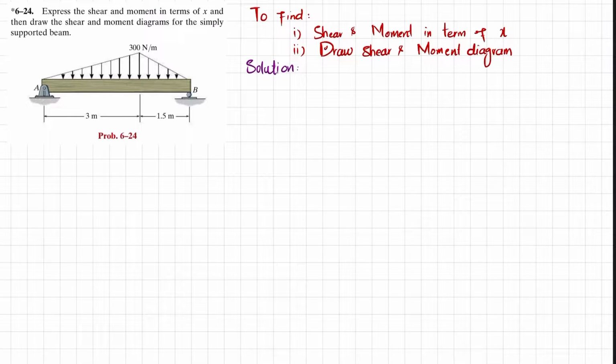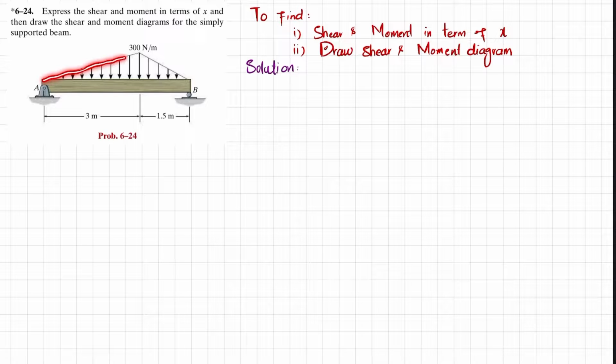Welcome back. Problem 6-24. The statement is: express the shear and moment in terms of x, and then draw the shear and moment diagram for the simply supported beam. You can see this is beam AB that is simply supported. At point A there is a support, and at point B there is a support.